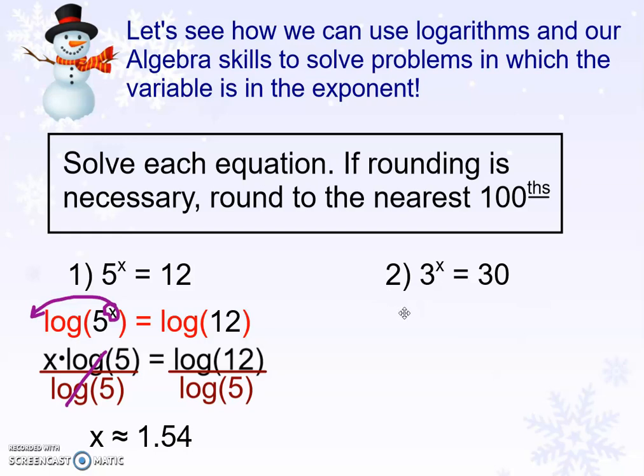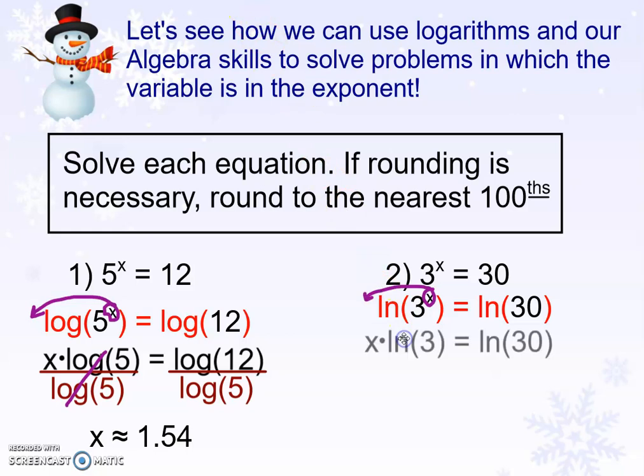Hey, welcome back. When I solved number 3, instead of using the common log, just to shake things up, I used the natural log. I took the natural log of both sides. Again, now that we have a logarithm, I can just take this and bring it down with everybody else. And I get x times the natural log of 3 equals the natural log of 30, dividing both sides.